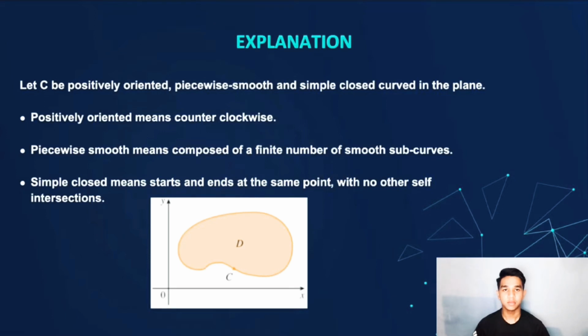Let C be a positively oriented, piecewise smooth, simple closed curve in the plane. What is the meaning of this sentence? Positively oriented means counterclockwise. Piecewise smooth means composed of a finite number of smooth subcurves. Simple closed means start and end at the same point with no other self-intersection.